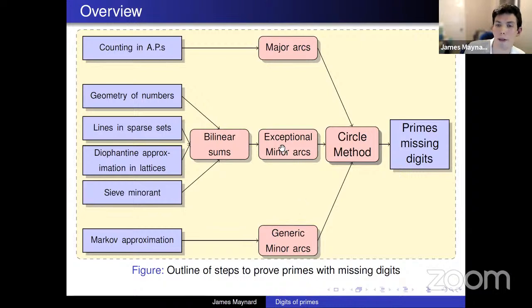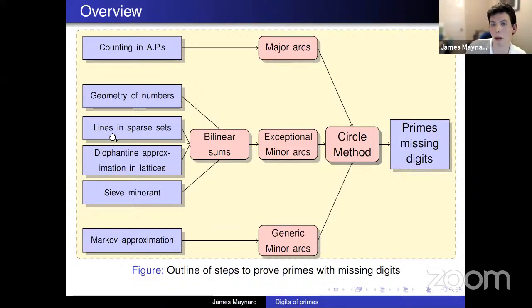However, this left certain exceptional minor arcs where you had to work much harder to understand the joint distribution of primes and numbers with no sevens in their decimal expansion. And the key for this was understanding certain bilinear sums. The bilinear sums could only be bad if there were problems of a Diophantine nature, and using the geometry of numbers, you could classify what these potential problems look like as either coming from lines or from lattices.